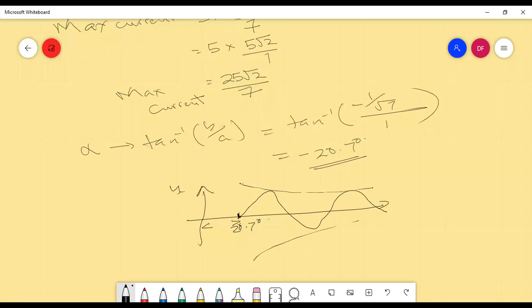0.7. So you know the maximum current, and then you know the phase shift through the system, how it's going to look through the system and how it's going to vary. And then you can use the time to calculate the current at any time.